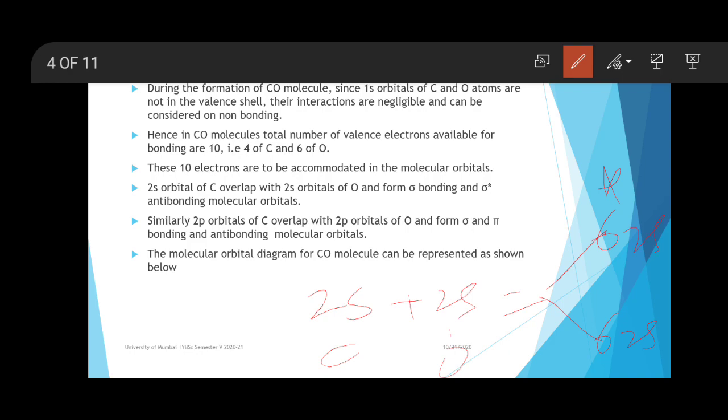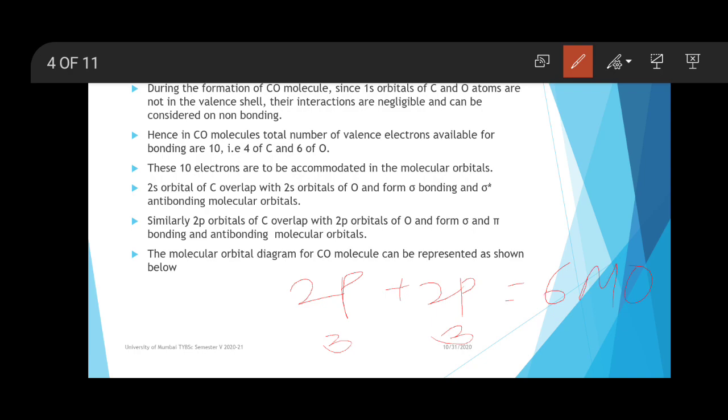That means one is the bonding molecular orbital, and this is the anti-bonding molecular orbital which is going to be formed. Likewise, when the 2p orbitals of carbon combine with the 2p orbitals of oxygen, how many 2p orbitals of carbon are there? 3, and 3 of oxygen, so a total of 6 orbitals will combine together, and there is formation of 6 molecular orbitals. Out of those 6 molecular orbitals, half will be bonding and half will be anti-bonding.